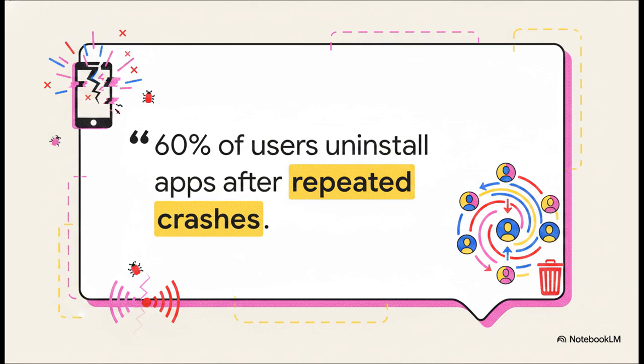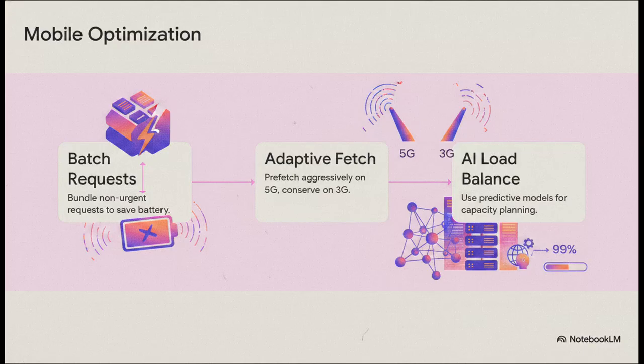I want you to let this metric really sink in for a second. 60% of users will uninstall an app immediately after encountering repeated crashes or errors. Systemic mobile optimization is not just a technical nice-to-have anymore. It is a non-negotiable bottom-line issue, because if your app can't handle a spotty network gracefully, you're going to lose that user forever. So how do we, as senior architects, actually solve this? We do it through dynamic mobile load balancing and highly intelligent resource allocation.